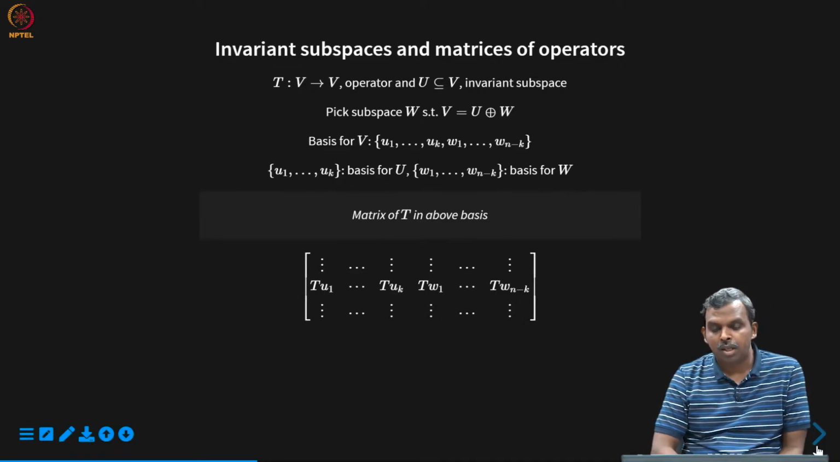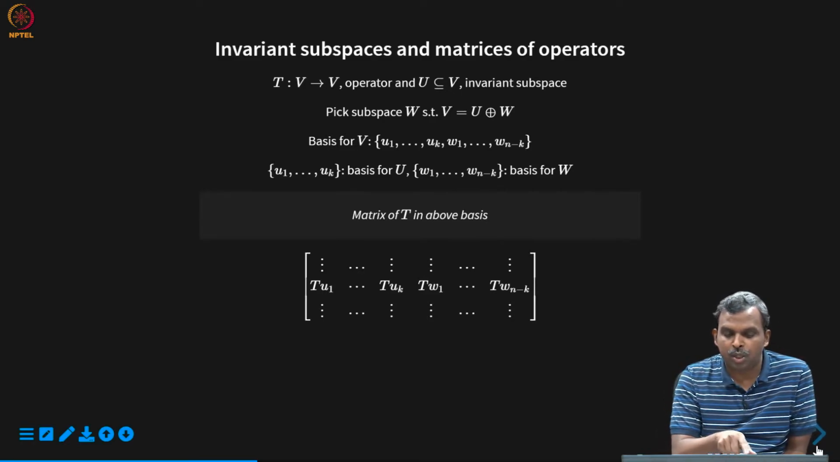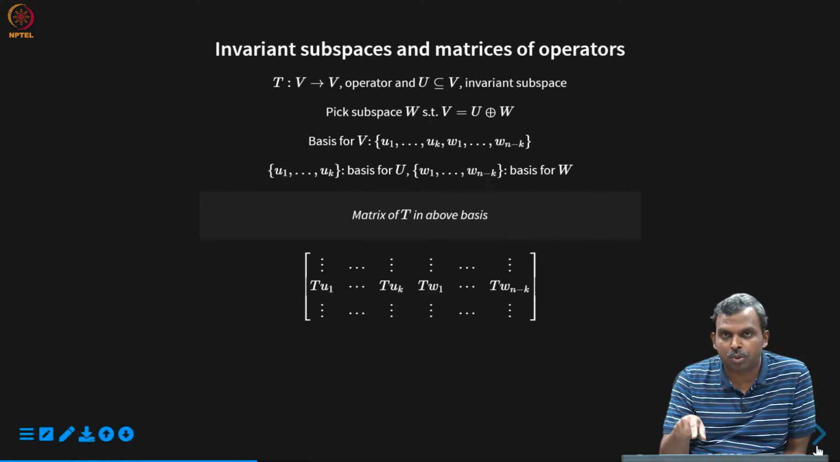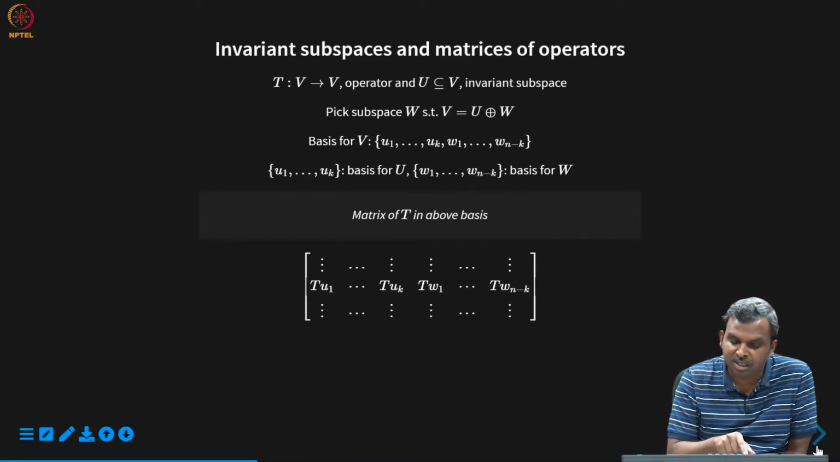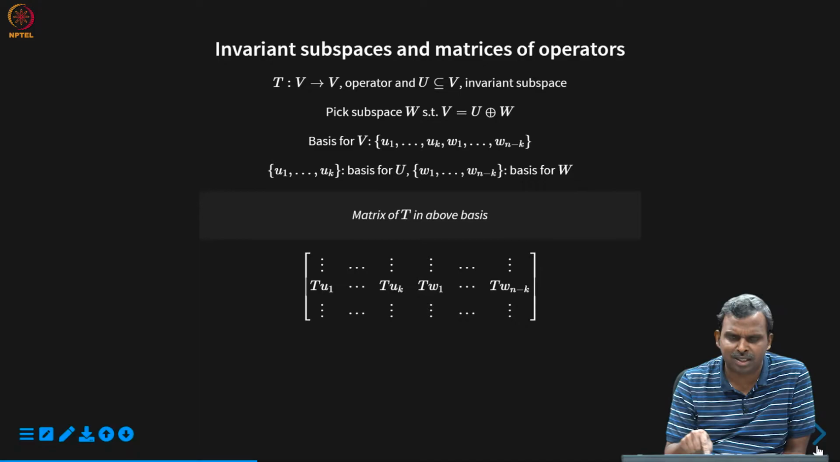Why is that? Because in this basis, U1, U2, through Uk, W1, W2, through W(n minus k), if you want to find the matrix, the first column is TU1 expressed in terms of this basis. Then TU2 expressed in terms of this basis, and so on. You go up to Uk and then W1 to W(n minus k). I'm not saying anything new here.